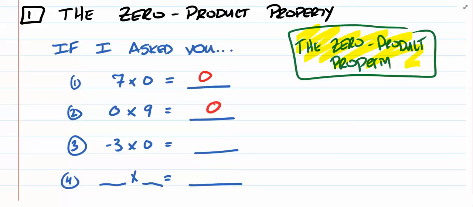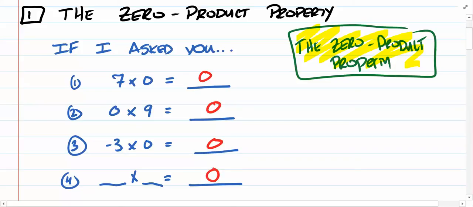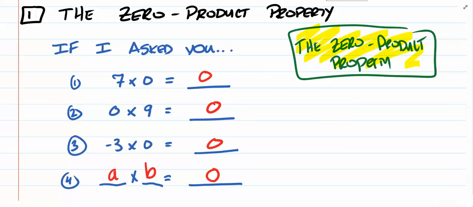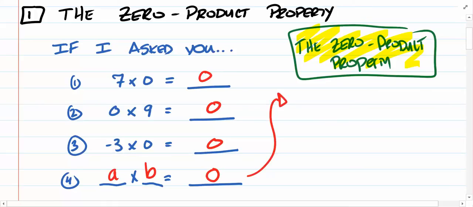So how about negative 3 times 0? What would that one be? Yep, 0 again, definitely true. Okay, number 4, I'm going to ask you a different question though. What if I told you that 2 numbers multiplied to 0, what could you tell me about at least one of those 2 numbers? Okay, so hopefully you're on the right track here.